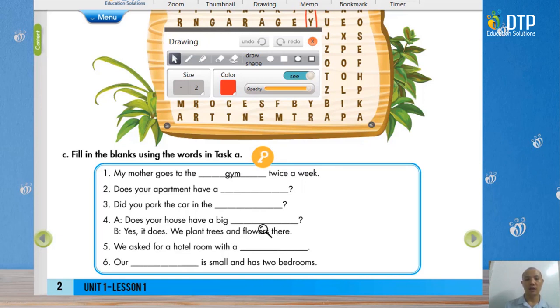Yard, right? So the right answer will be a big yard. We asked for a hotel room with a.